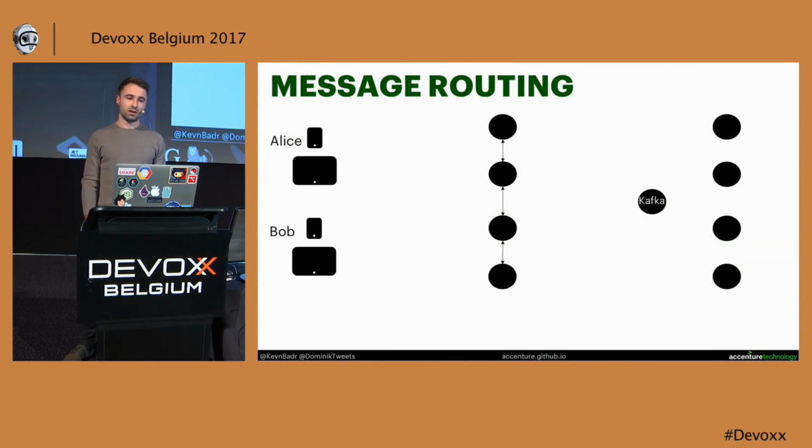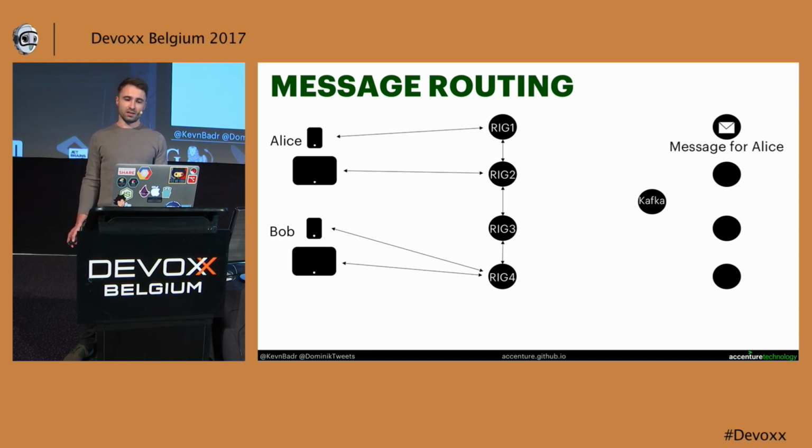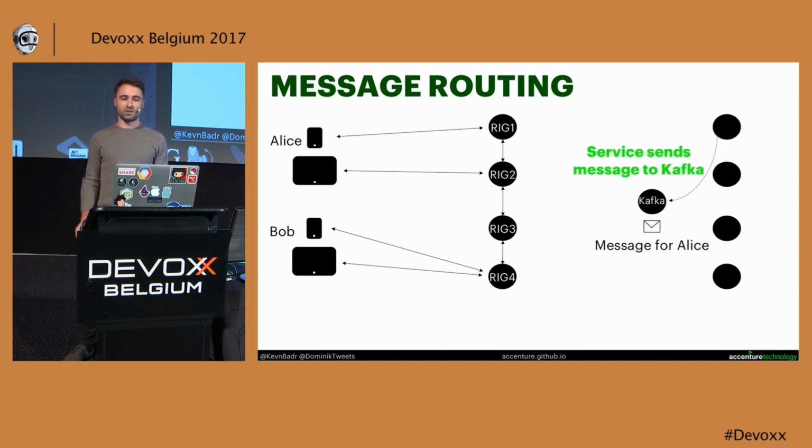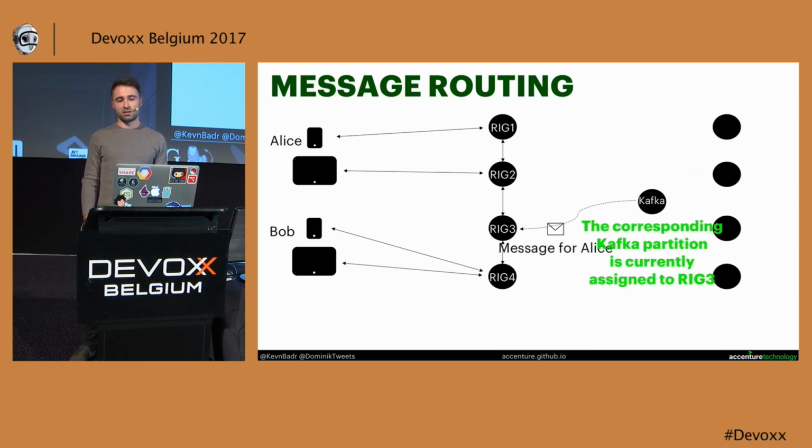To show this, I have in this example two users now, Alice and Bob. Both have two devices connected to different instances in the rig cluster. And then if you have a backend that generates a message for Alice, it sends this message to a Kafka topic. And then this message is consumed, in this case, by rig 3.